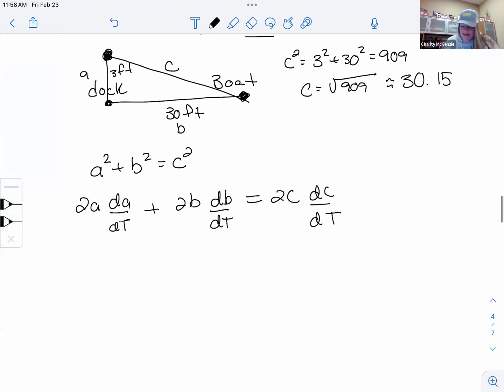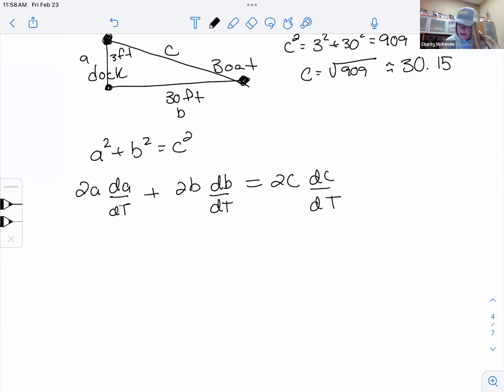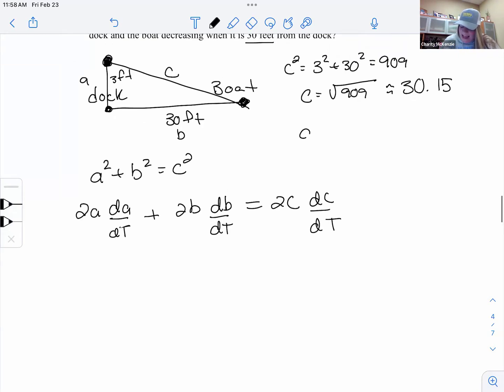Now let's put in the information that we know, okay? What does A equal? Well, it equals 3. What does B equal? Well, it equals 30. What does C equal? It equals 30.15, or the square root of 909 if you happen to not be okay with the decimal.